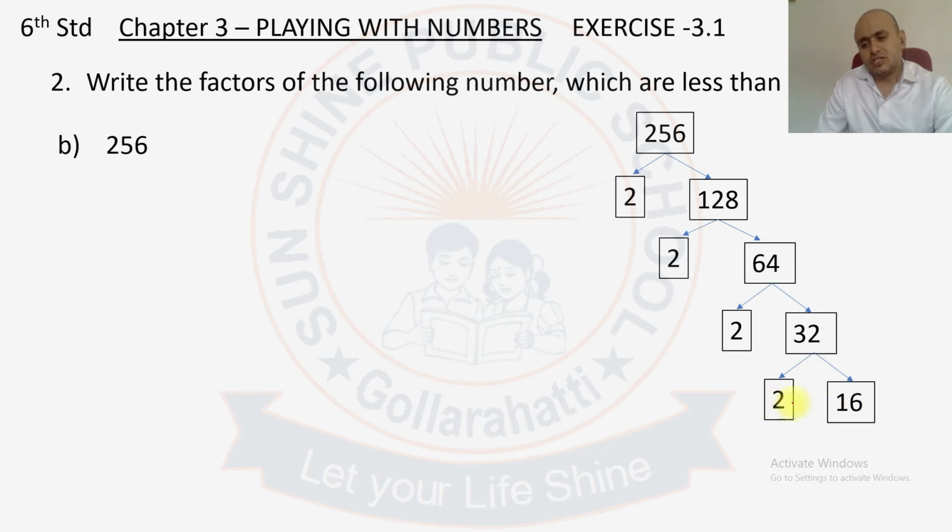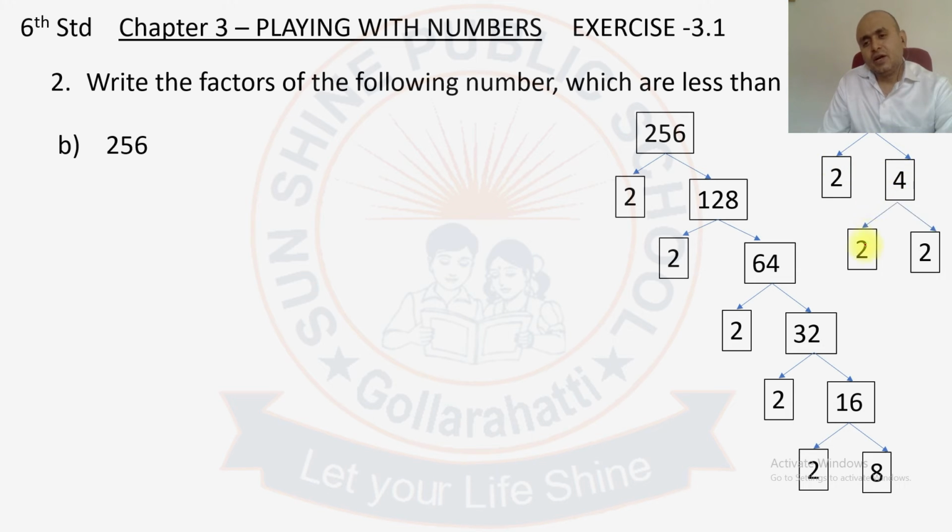2 times 16 is 32. 16 divided by 2, 2 times 8 is 16. So 8, I am taking here, 8 divided by 2 again, 2 times 4 is 8, 4 divided by 2 again, 2 times 2 is 4. So we get these, the factors of 256. The factors are: first is 2.